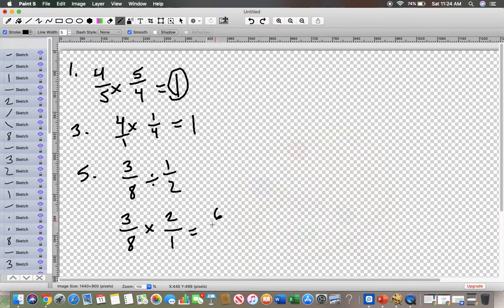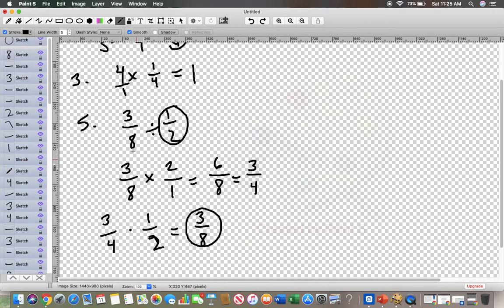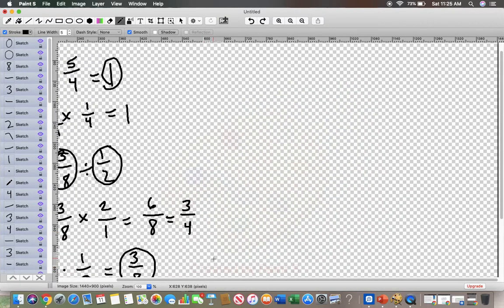3 times 2 is 6. 8 times 1 is 8. I can reduce 6/8 to 3/4. Now I've got to multiply to check. So I take my answer, my quotient, 3/4 times my original divisor. What is 3/4 times 1/2? 3 times 1 is 3, 4 times 2 is 8. Is this the same as my original dividend? Yes, it is. Let's go to number 7.